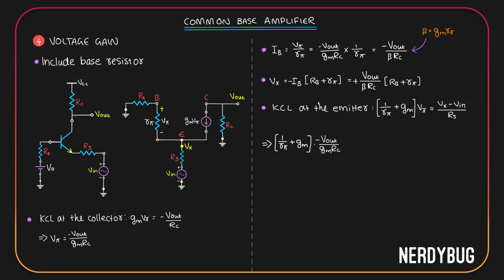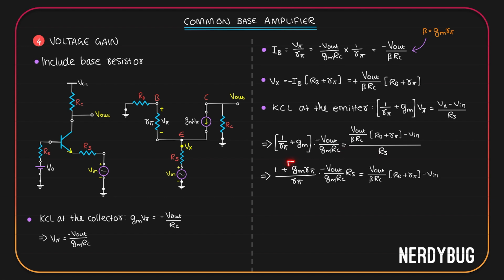But we have another expression for Vx. It is V out by beta Rc multiplied by Rb plus R pi. If we replace Vx with that, this is what we get. Here we have 1 by R pi plus gm. I am going to add them and write 1 plus gm R pi divided by R pi. Also, I'll take the Rs over here to the left hand side. Then the equation will become like this.